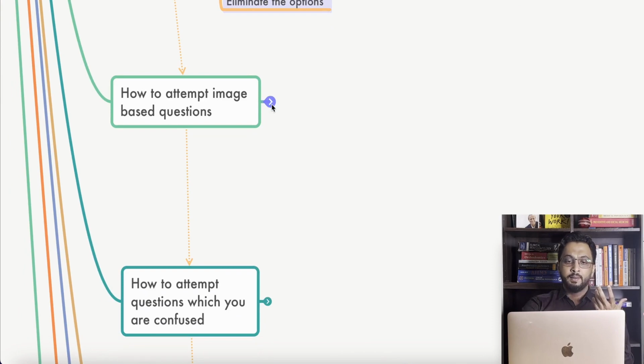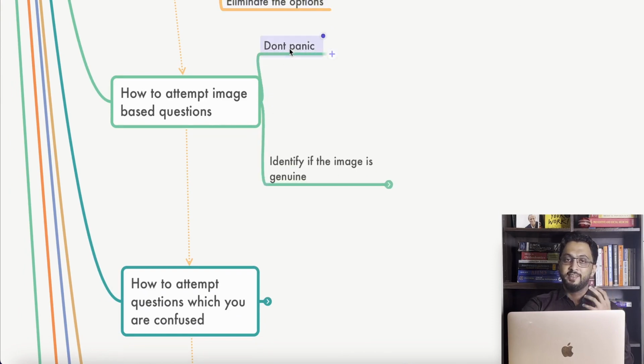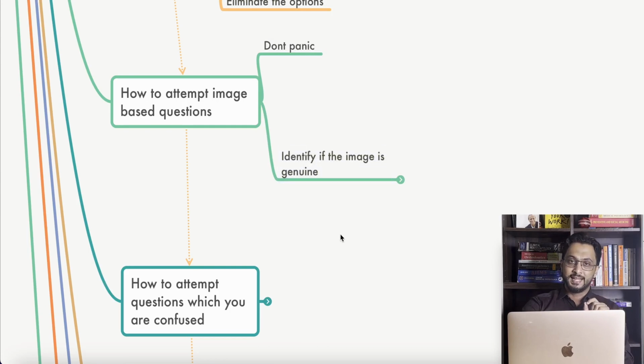Now, how to attempt image-based questions? Again, everywhere I'll tell you, don't panic. Very importantly, identify if the image is genuine or not. Why do I say that? Many times there is no relation between the image and the answer. They will give you some very vague image, but the answer is already there in the question. Even if that image was not there, you would be able to answer it. That kind of question will be there.